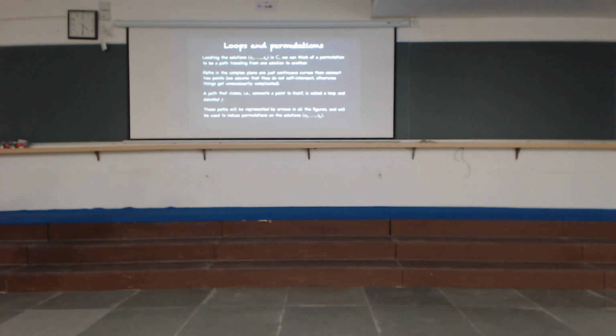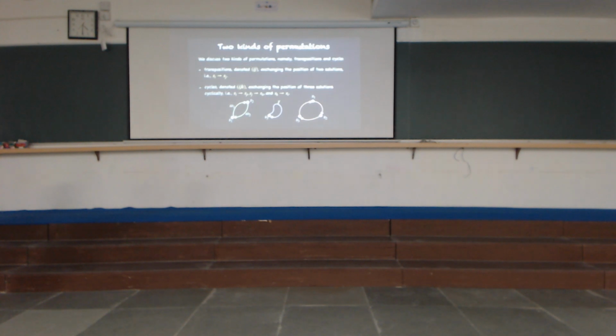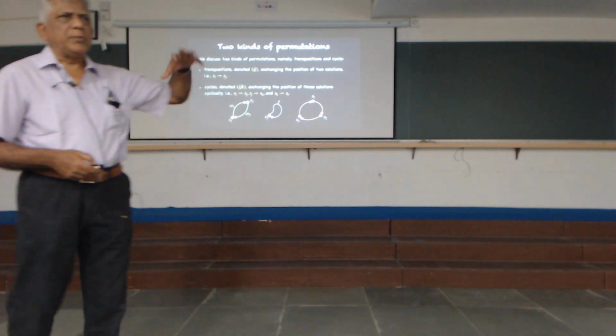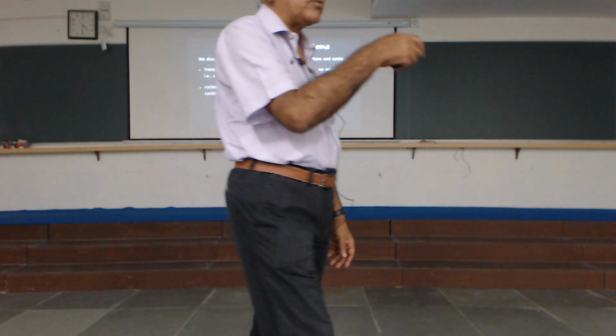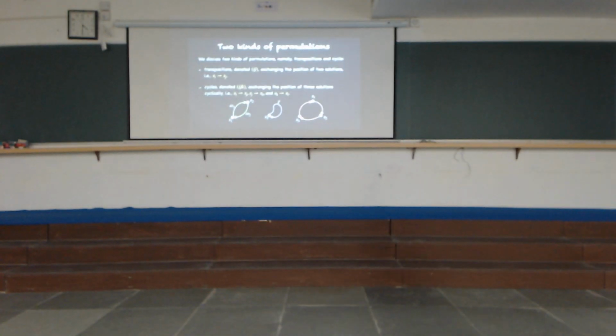That is just so much for terminology. And now we want to talk about loops and permutations. So you think of these solutions as in C, and if you go back to this and I permute S1, S2, S3, S3 to S1, I can think of this permutation as a path in the space of solutions. Okay? The permutation, the prescription that S1 goes to S2, S2 goes to S3, S3 comes back to S1, I think of it as a path. Okay? And that I can do with any permutation.